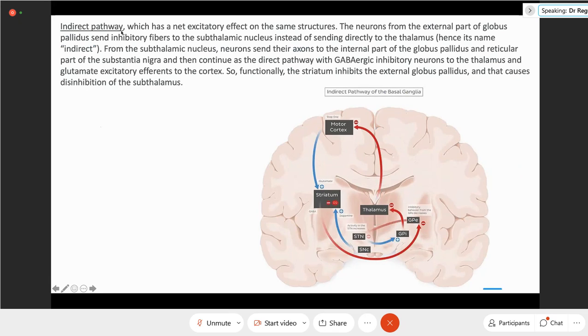The indirect pathway involves more steps. That's why it's called indirect. But basically what the indirect pathway does is it has an inhibitory effect on the motor cortex by basically inhibiting the inhibitor of the thalamus. An in-depth understanding of the pathways is not necessary for you all. If you want to go and read, go ahead.